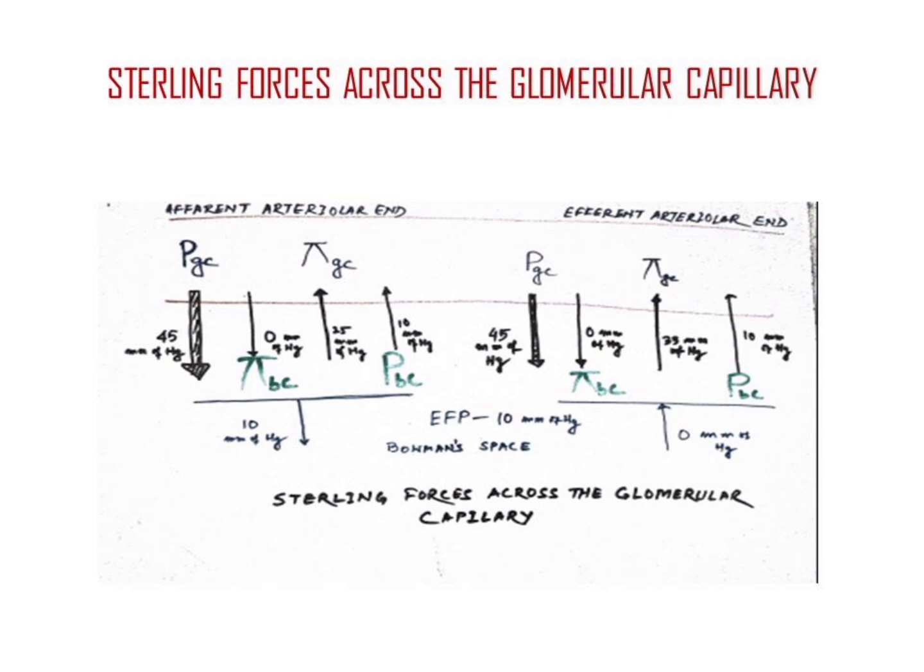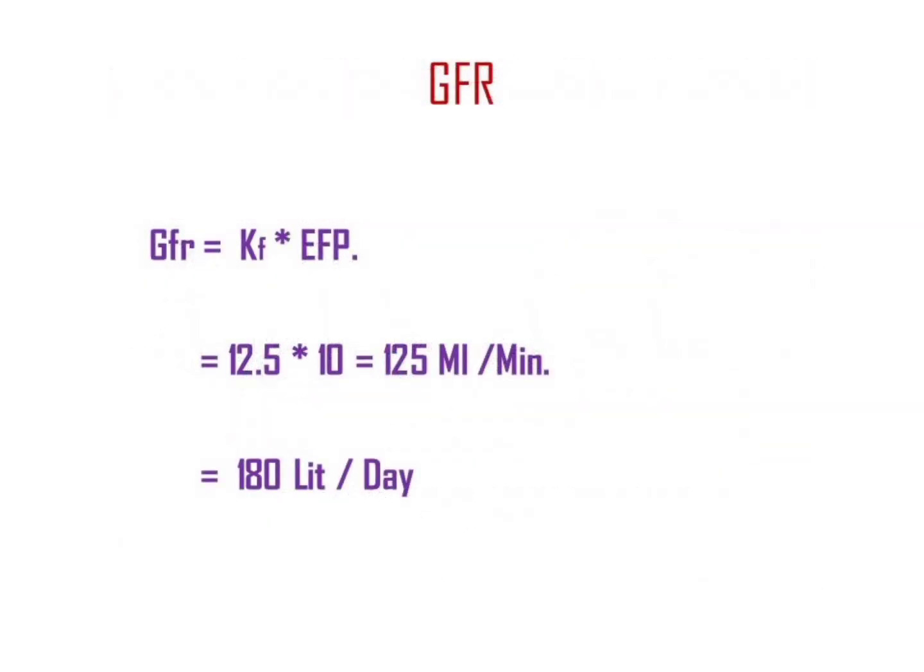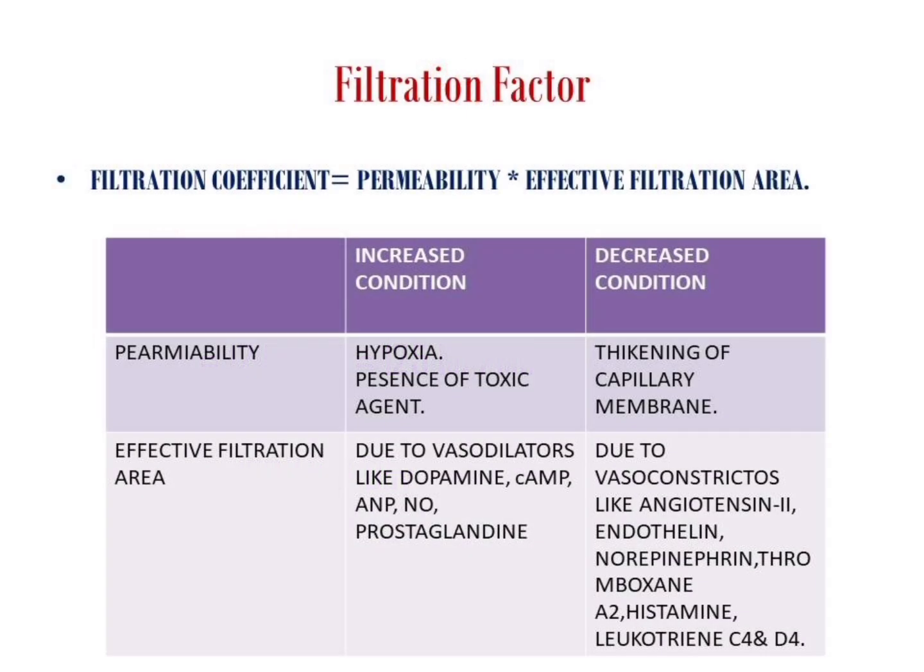Going to the next slide. GFR is the product of filtration coefficient and effective filtration pressure. So GFR is 125 ml per minute and 180 liters per day. Now coming to the factors affecting glomerular filtration rate. The first important factor is filtration coefficient.